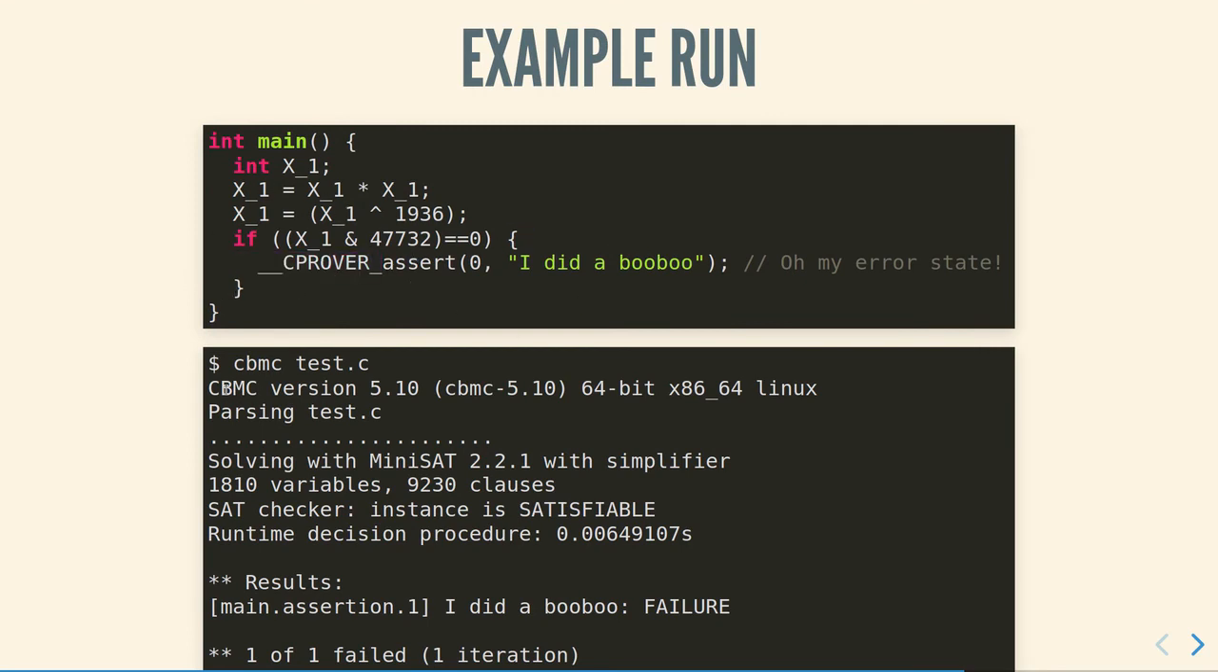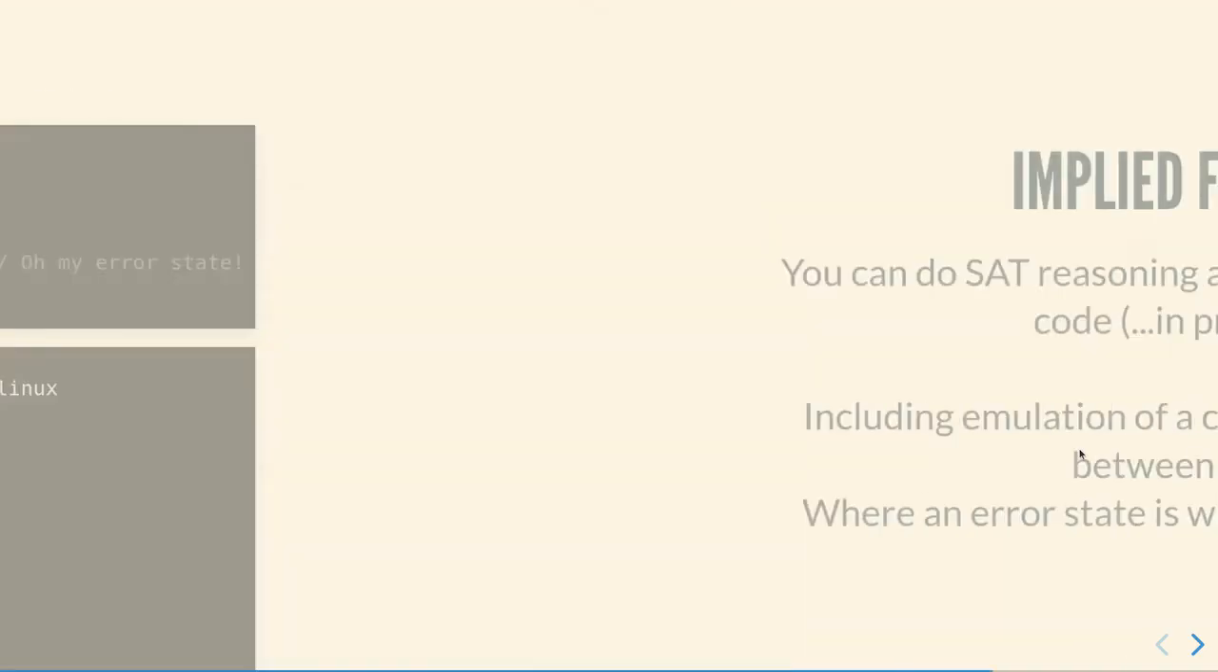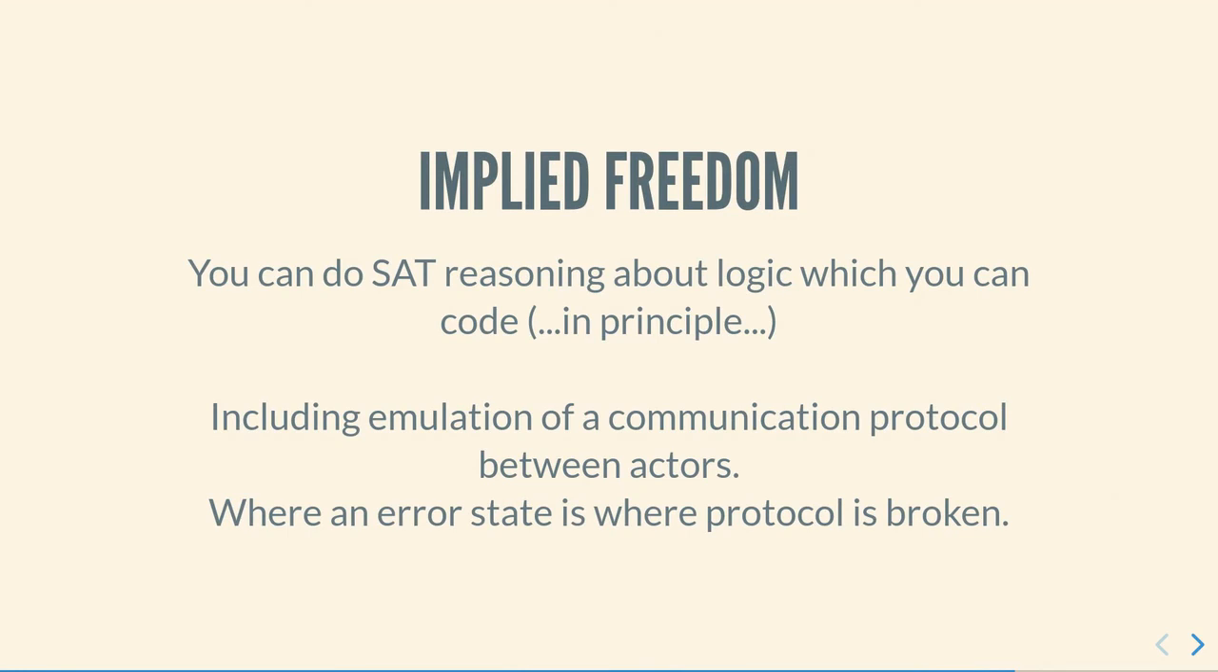And if you pass CBMC test.c, it'll say yes, there is a way to that error state, and then it'll give you the solution. And the way it does it is by converting the C program and its control flow into a SAT problem, and then consequently here it's solving with MiniSat, which is a basic SAT solver, to prove that it's possible to reach that error state. Now, the implication here is that you can do SAT-based reasoning on any logic which you can actually put in code, or at least in principle. And so basically, if you can render it in code, you can SAT solve it.